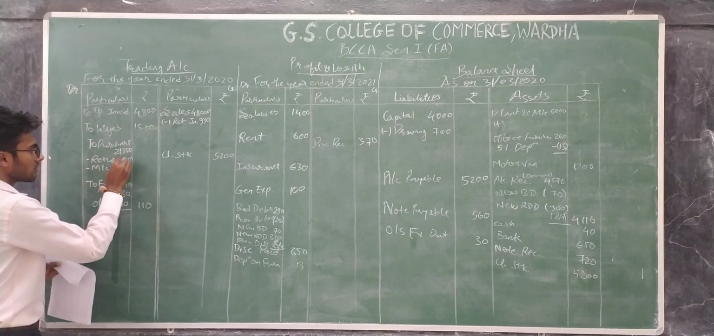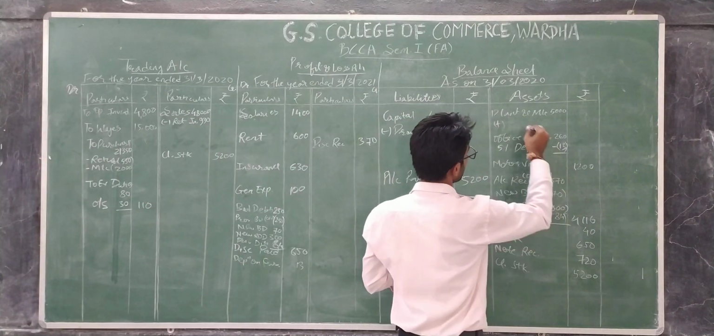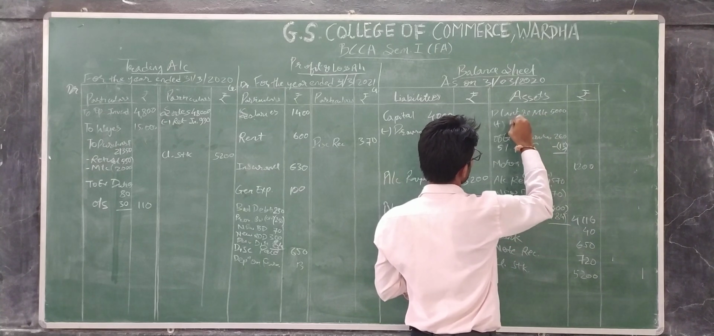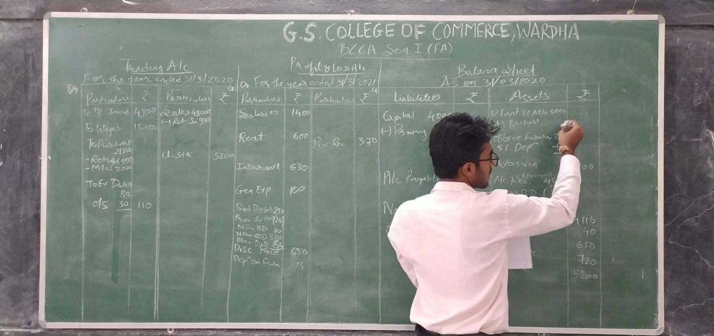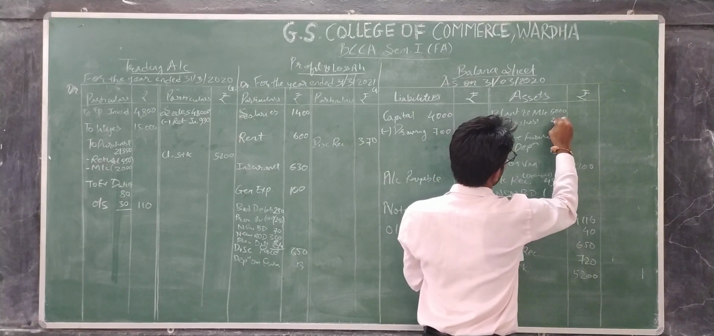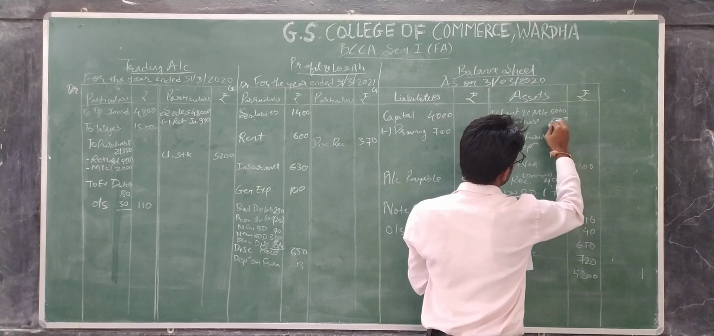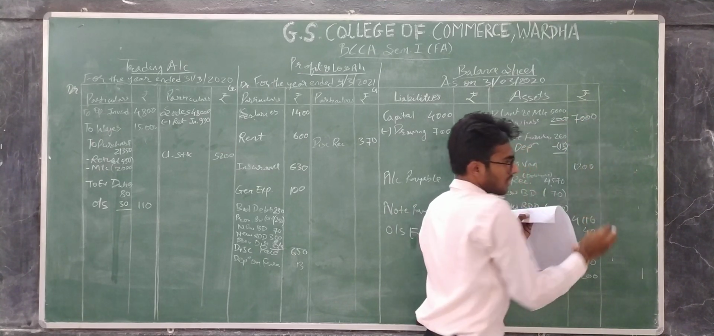and 2000 will be given here for purchase. Okay, purchase. So this will be your 2000. Okay, so that is how you can have the machinery of rupees 7000.